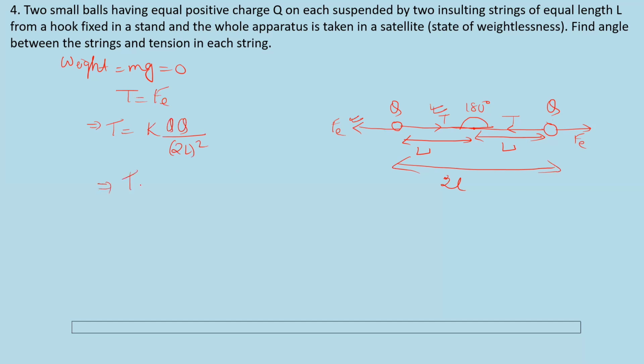So from here you can write T is equal to K, and K is 1 by 4 pi epsilon naught. So it is 1 by 4 pi epsilon naught, and this will give you Q square by 4L square.